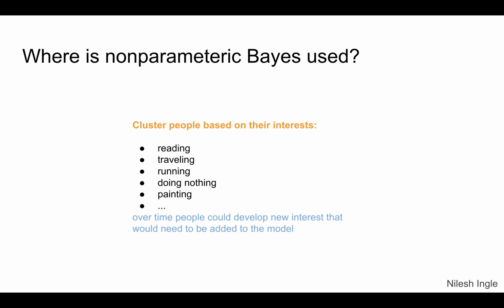So non-parametric Bayes helps us in those situations, as it can handle an infinite number of clusters. So we do not have to specify the number of clusters ahead of time. Although in scikit-learn, we do need to specify the maximum number of clusters, just so that the algorithm would then stop at that point.